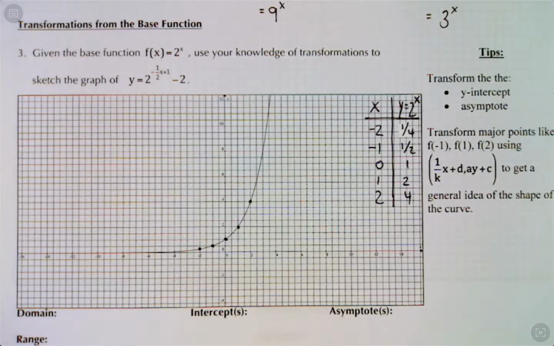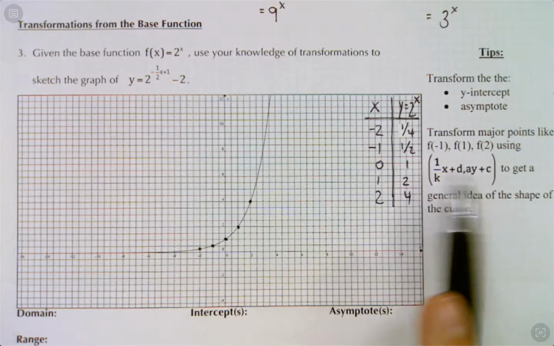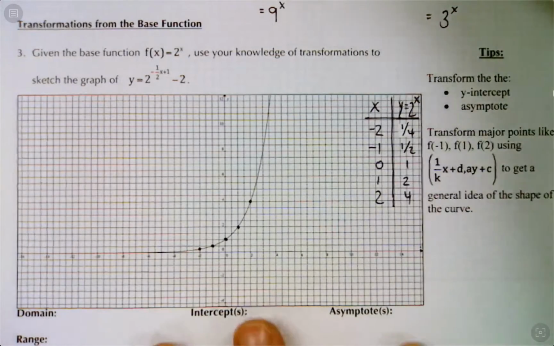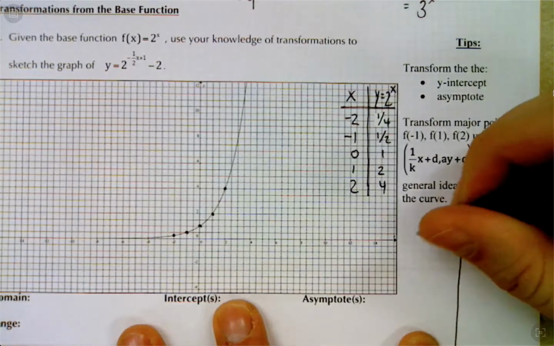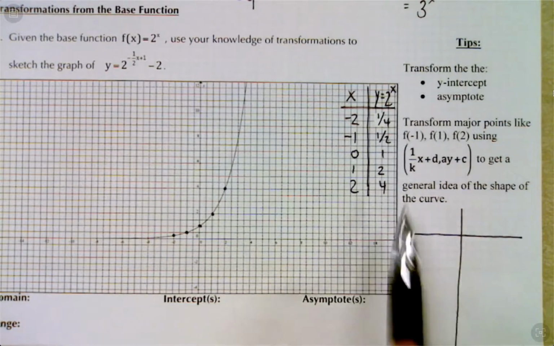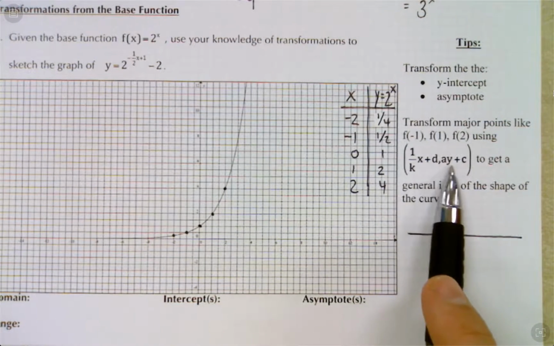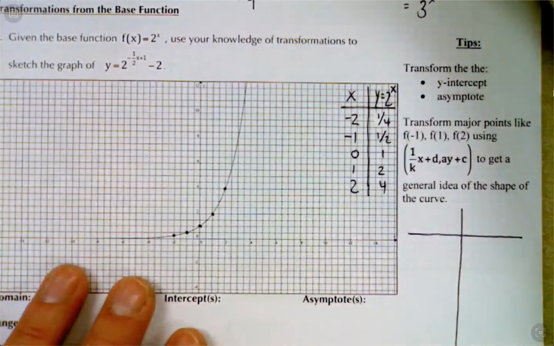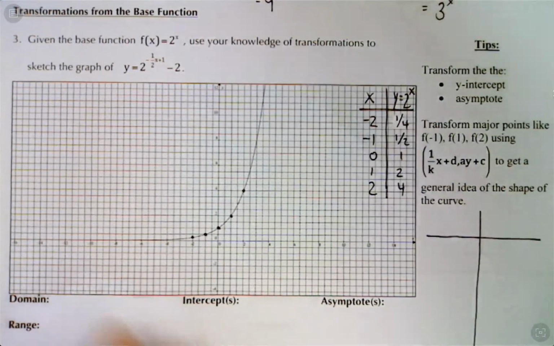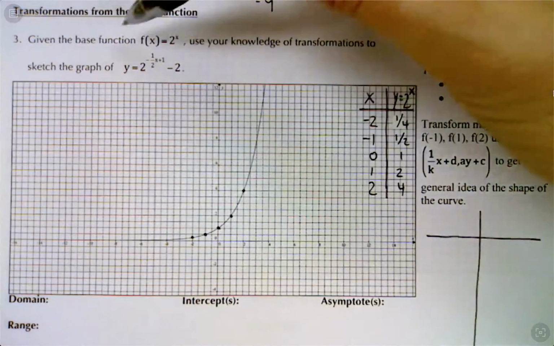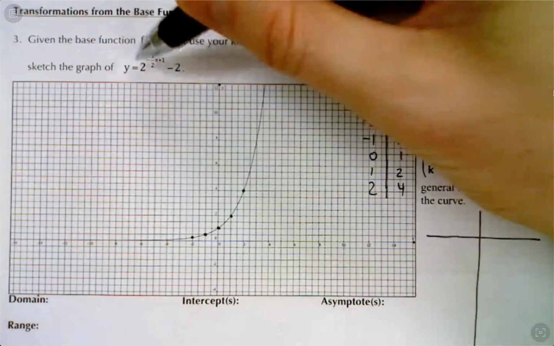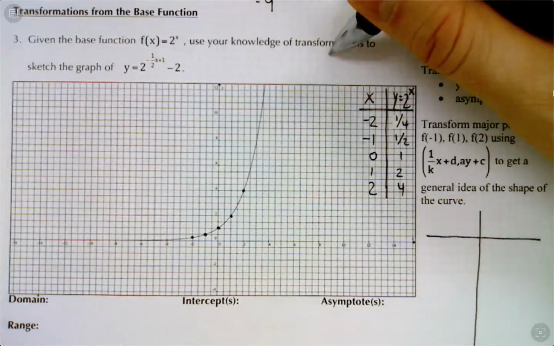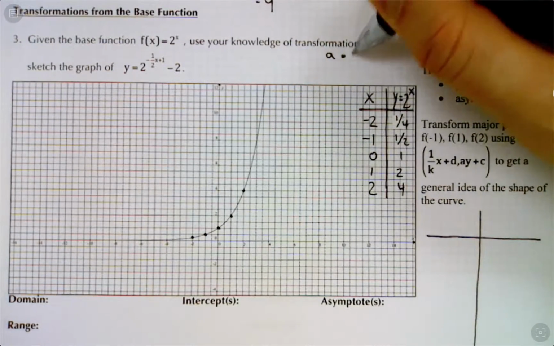So now what we need to do is use our mapping notation on these points to come up with our new table. So I'm going to make my new table over here. In order to map, we need to know k, d, a, and c. So let's look at our function, see if we can pick those out. A would be a number in front of the base multiplying. If we look at this, we have no number in front multiplying the base. The base is 2. So that just means that A is 1.